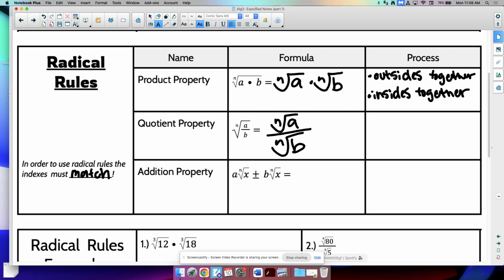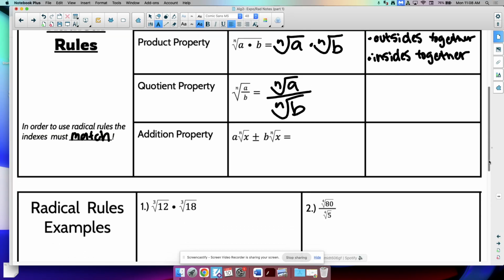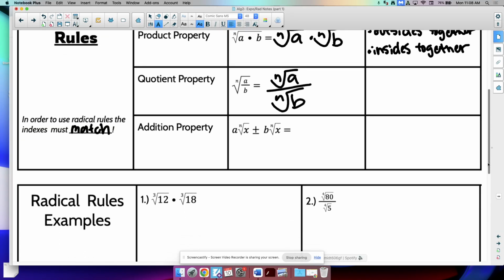The last one, the addition property, is probably the most finicky one. Do you see how these radicals are the exact same? So underline that those two radicals are the exact same. When you guys are adding, first of all, the radicands need to match. And as long as your radicands match, you're really just combining like terms.